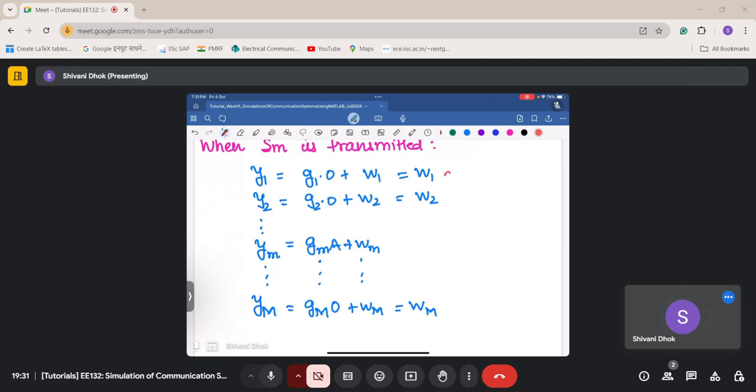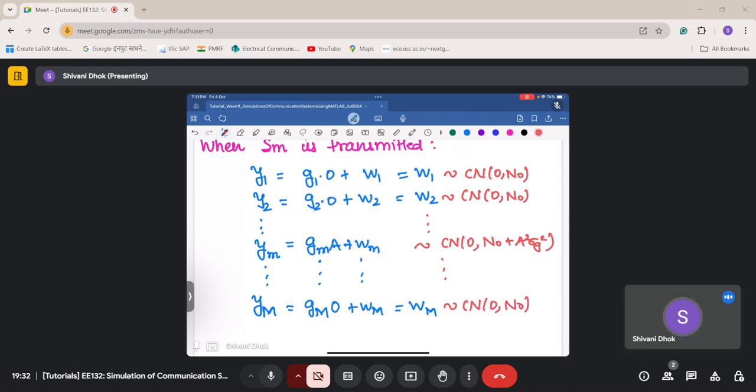Okay. So again, this will be distributed CN 0, n naught. This will be distributed again CN 0, n naught. So on. This will be distributed CN 0, n naught plus a square sigma g square. So on. This will be distributed again CN 0, n naught. And since all these gi's are independent and these wi's are independent, these are a bunch of independent random variables.